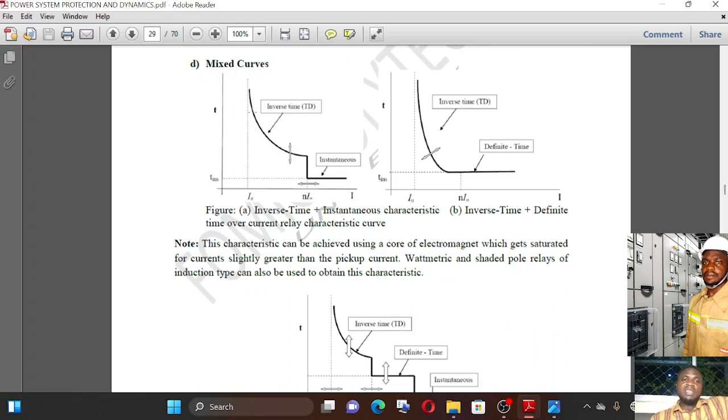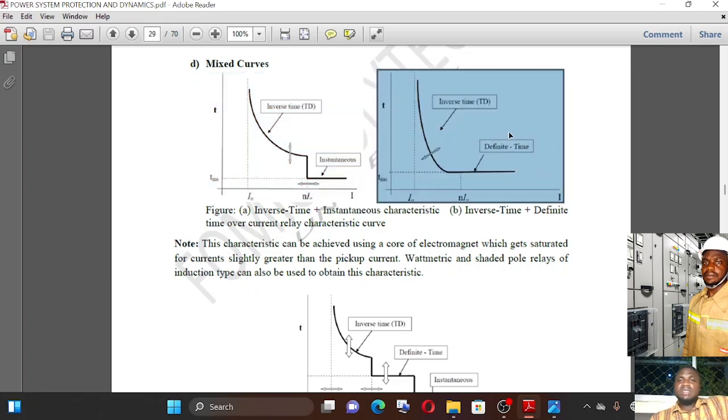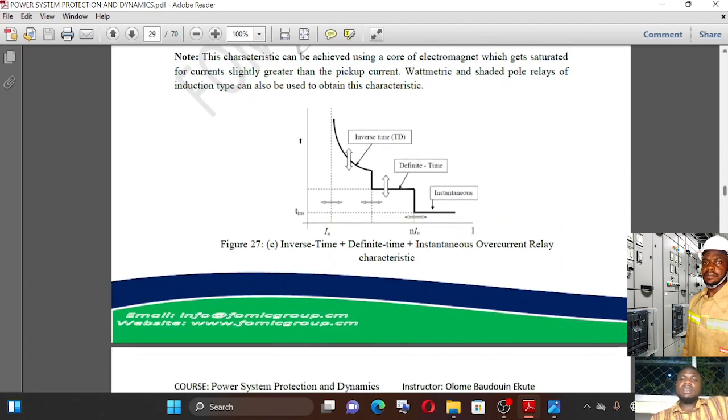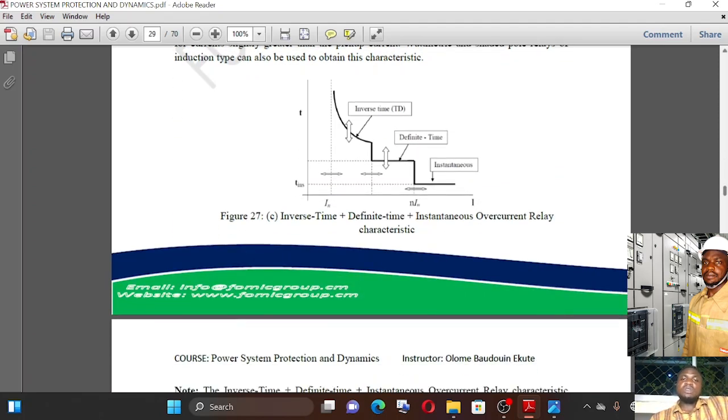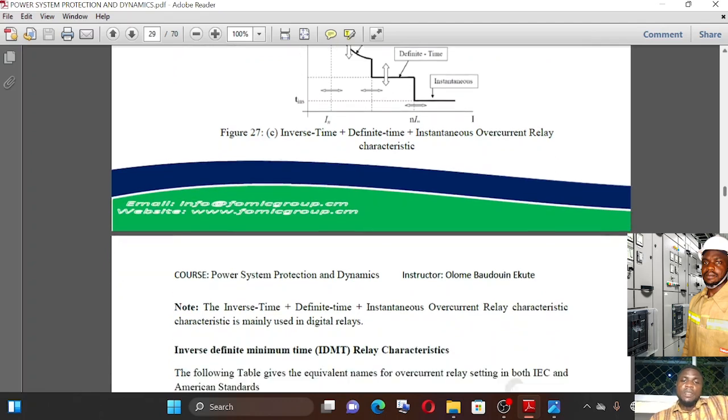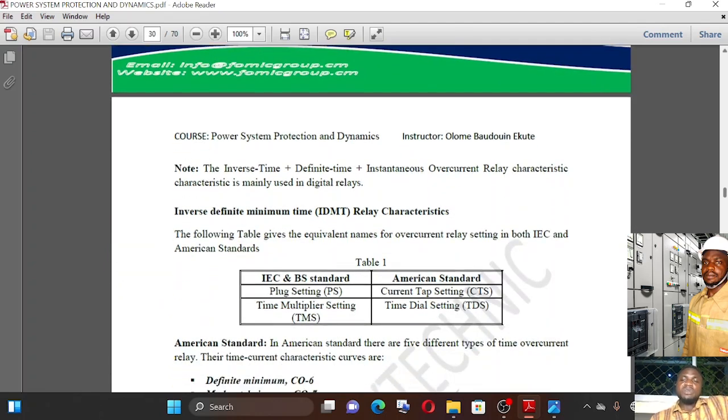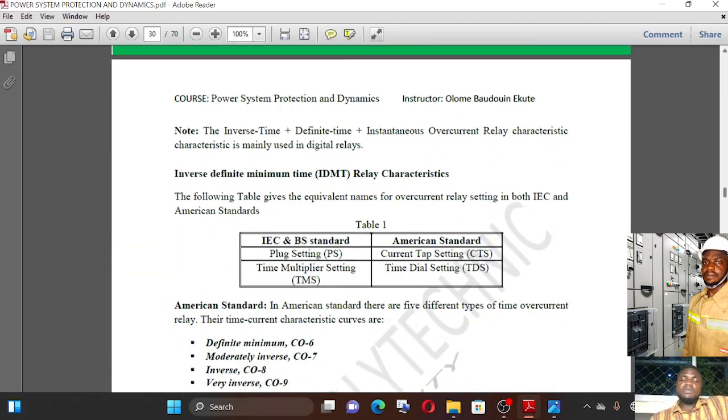For example, we have the inverse time and the instantaneous time characteristic curve. So we have relays that can operate using inverse time and instantaneous time, depending on the amount of fault, right? You also have that of the inverse time and the finite time. Then you also have the inverse time plus instantaneous plus the finite time. So those are the various types of characteristic curves which you have for the various overcurrent relays.